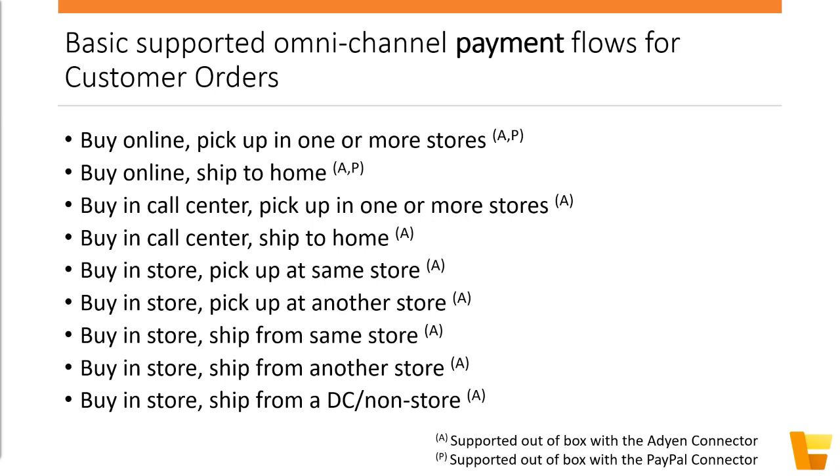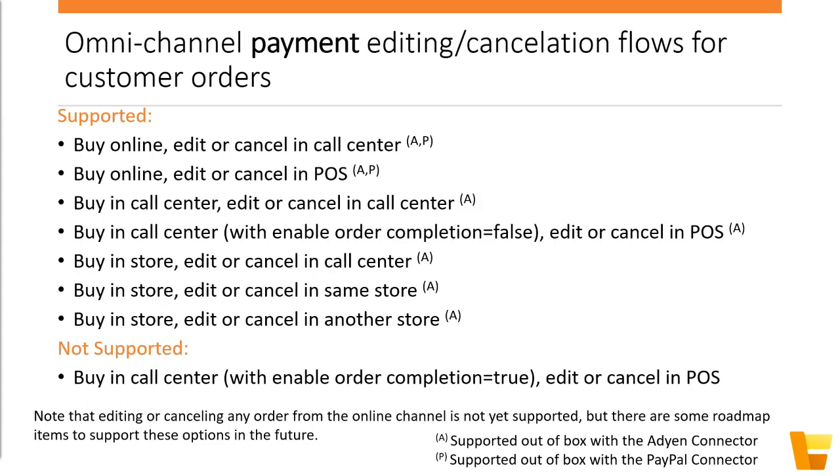But we haven't implemented support for that yet. So moving on: buy in call center and ship to home, buy in call center and pick up at the same store, buy in store and pick up at another store, buy in store and ship from the same store, buy in store and ship from another store, buy in store and ship from a DC or non-store, all supported. I won't read all of these scenarios that we support. As I mentioned, it's exhaustive.